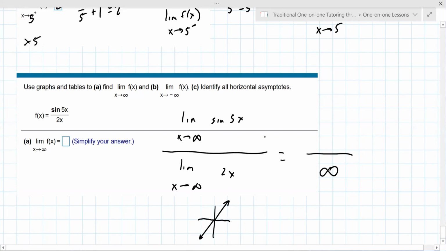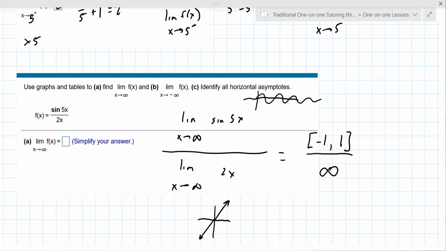Sine 5x just oscillates. And it's basically bounded from -1 to 1. So is this something that I need to learn before the test, like these properties? I think so, yeah. What is this called? Well, it's kind of a synthesis of limits at infinity, and what sine does at infinity, and what x does at infinity.